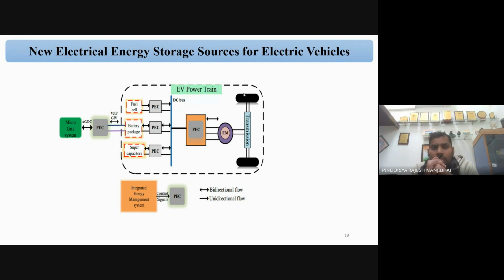Now, new electrical energy storage systems. Okay, because storage is the most important thing whenever we talk about the electrical system, electric vehicle. Okay, so this is just the overall control diagram of the new electric energy storage system. So we can say the microgrid system, then AC to DC conversion, because a power electronics converter is there. So we have to convert the microgrid into a DC power supply.